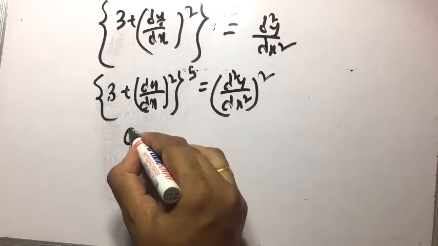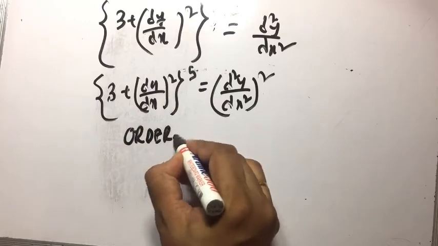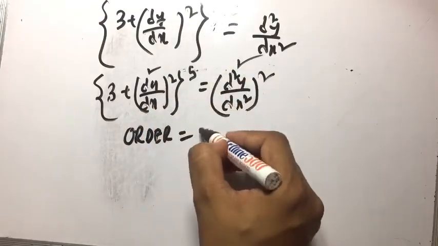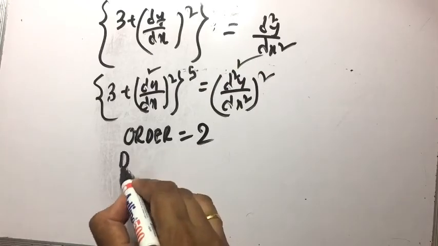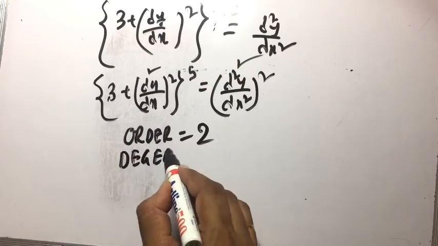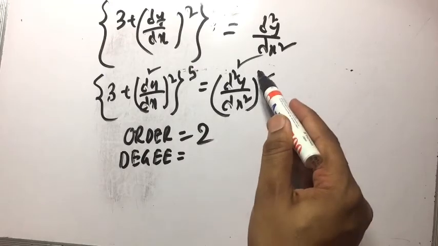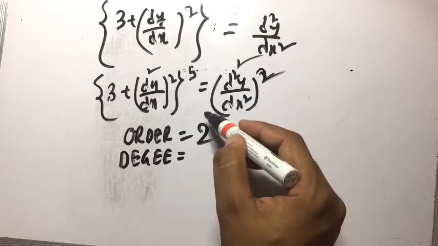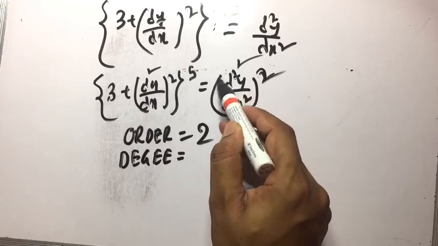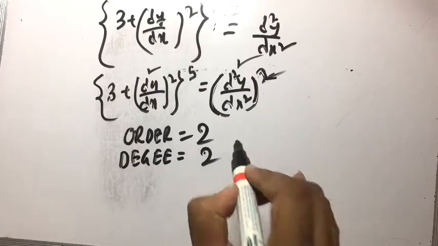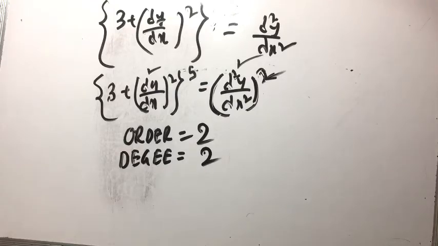First of all, you have to find the order. Here the order is the maximum power of d, which is 2 and 1. So among 2 and 1 maximum is 2. This is the order. And degree equals the maximum power of that order. Here the order is 2 and the power of that order is 2. Order 2 and degree 2. In this way, we can easily find the order and degree of any differential equation.